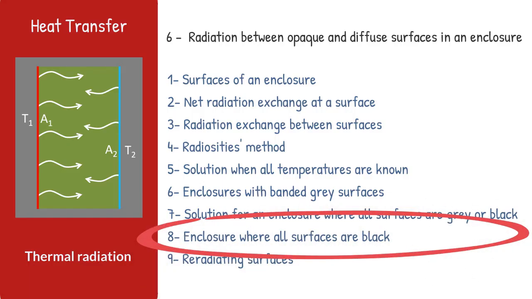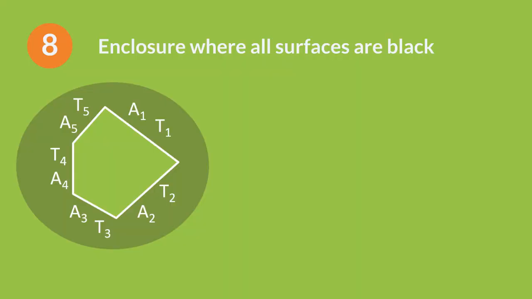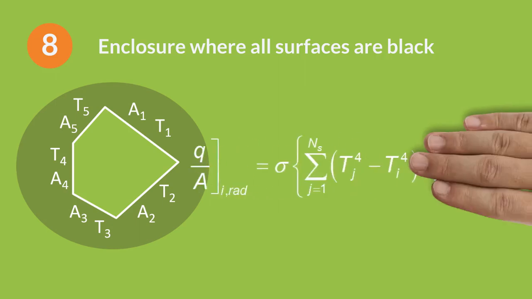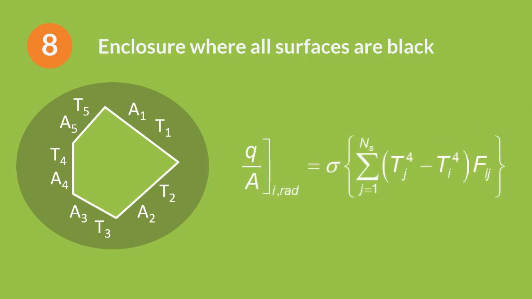Enclosure where all surfaces are black. If all the surfaces are black, the system of equations is simplified. The net flux over each surface depends only on viewing factors and temperatures.